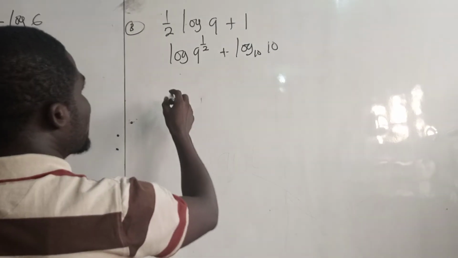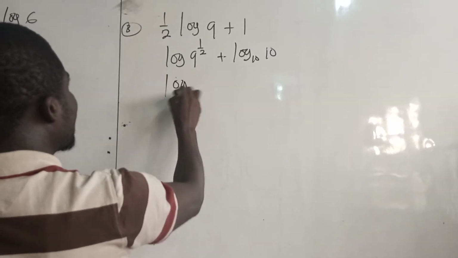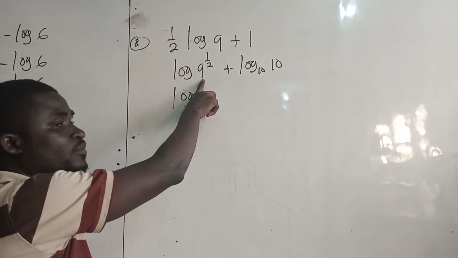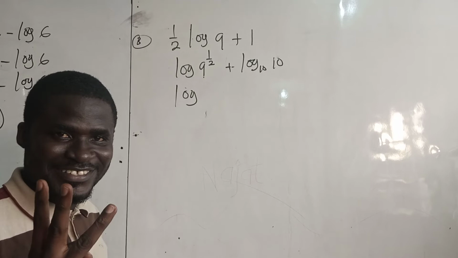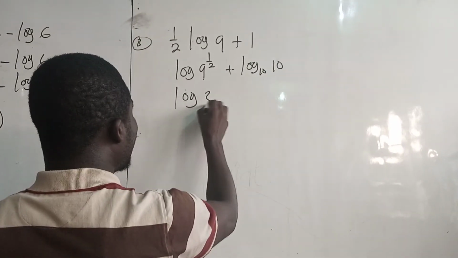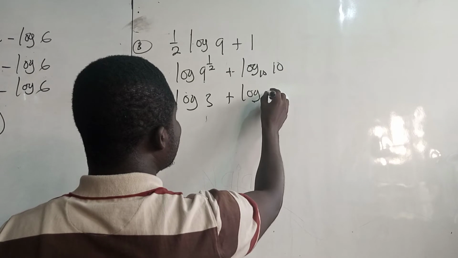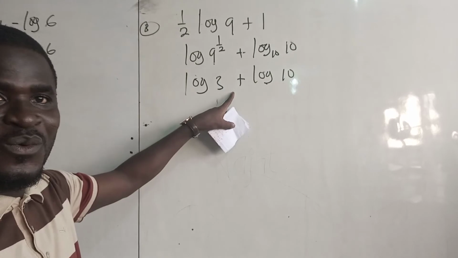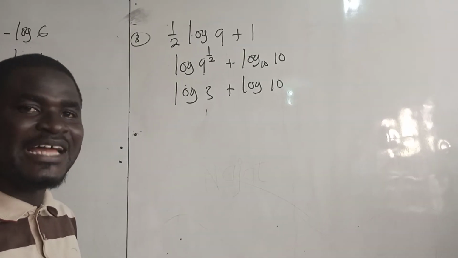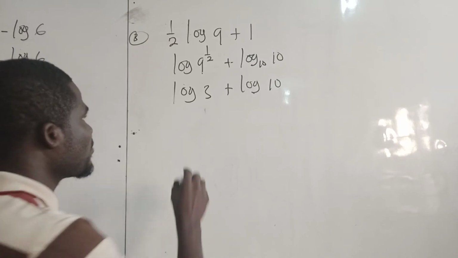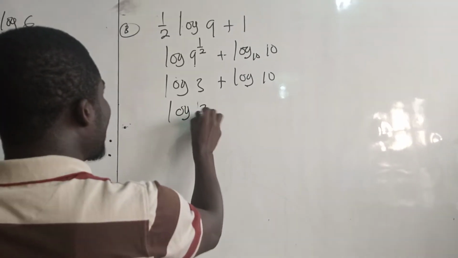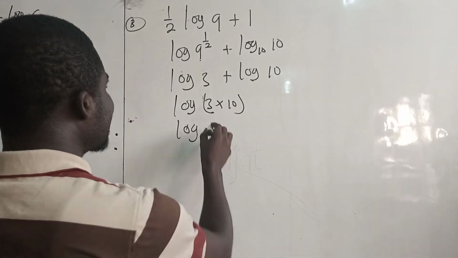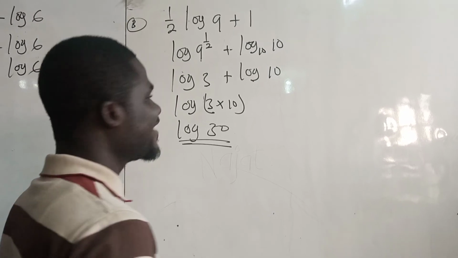So let's go. We are going to have log, square root of 9. Square root of 9 is what? 3. So I'm going to have 3 plus log 10. Now, this is the first law. What does the first law say? When they add, I have to multiply. So I'm going to have log 3 times 10. So the final answer will be log 30. This is the final answer.